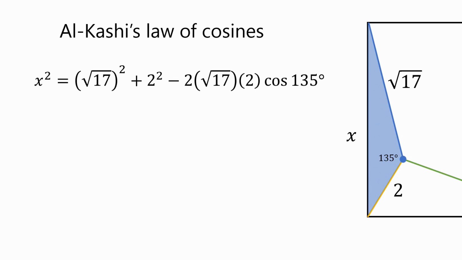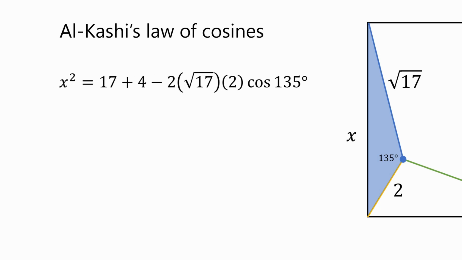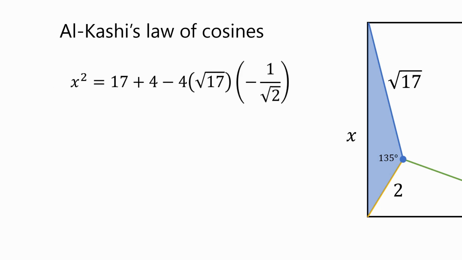17 plus 4 is equal to 21, and this entire thing will be subtracting a negative, and it ends up being plus 2 times the square root of 34. So x squared is equal to 21 plus 2 times the square root of 34.